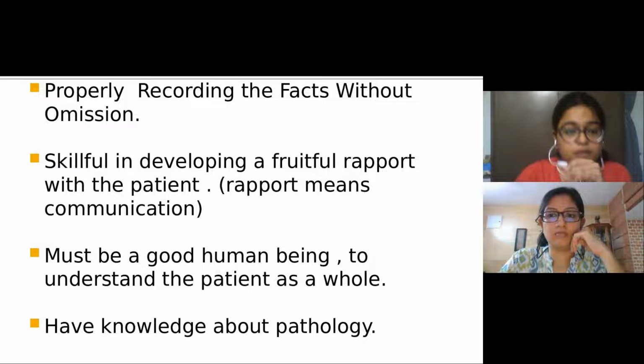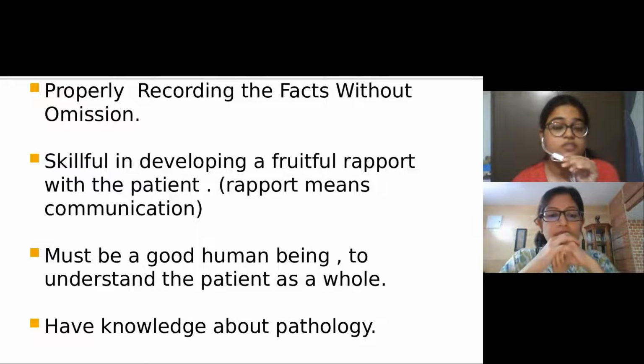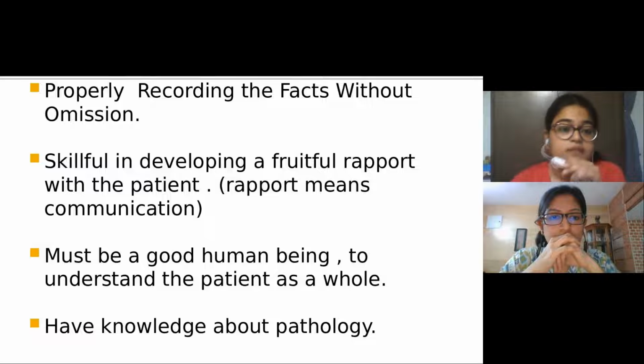Then properly recording the facts without omission. ऐसा नहीं कि पेशेंट कुछ बोल रहा है और ये इम्पोर्टेंट नहीं है, ऐसा नहीं है, because we never know that वही एक सिम्टम हमें उस केस को अनलॉक कर सकती है और रेमेडी चूज करने में हेल्प कर सकती है. So that's why we have to write every symptom without omission, and skillful in developing a fruitful rapport with the patient. Rapport means communication.